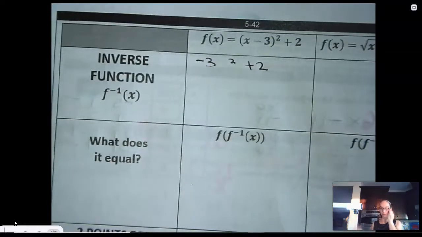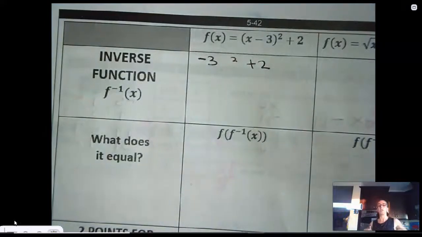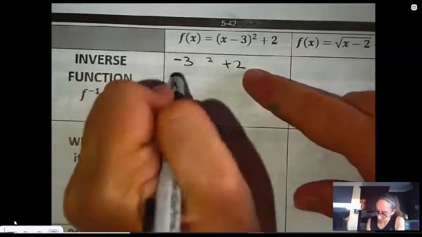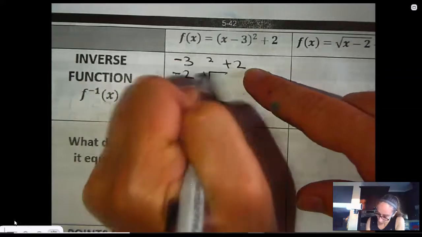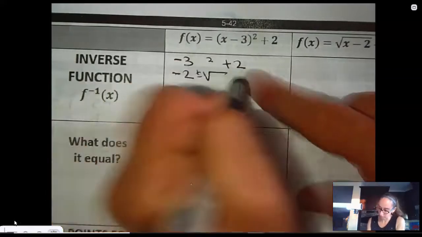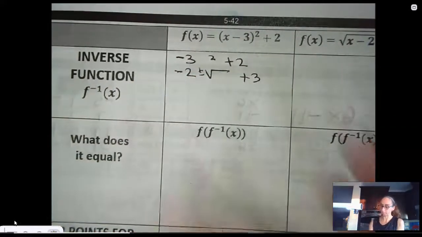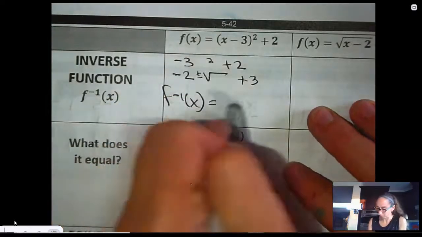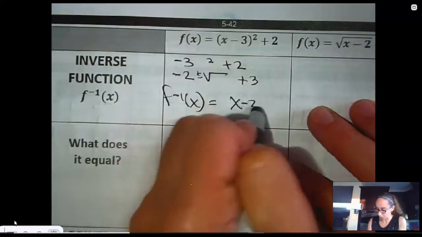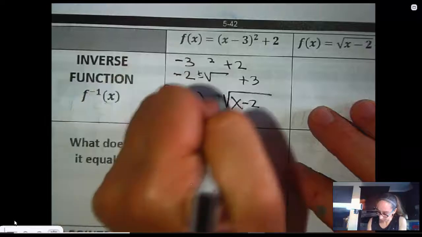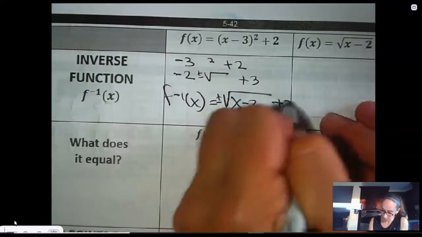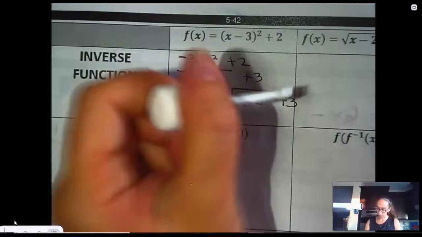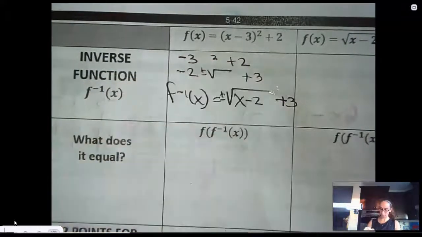And this should kind of just be a review. You should be pausing this, doing it yourself, and then just checking to make sure I didn't make a mistake. So go backwards. Minus 2, square root it, plus or minus, and add 3. F inverse of x equals, take my number, subtract 2, square root it, plus or minus, plus 3. Make sure that your radical is outside. All right.